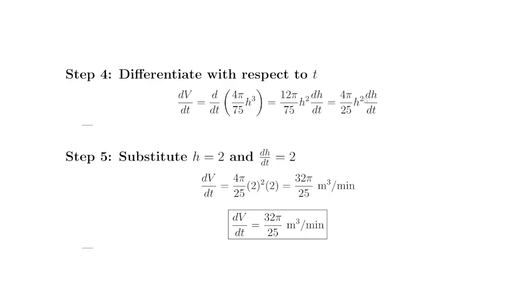Now, the derivative of h with respect to t was given to us as 2. The height also given as 2. So we plug it in. We have dV/dt equals 4 pi over 25 times h squared times 2, which is 32 pi over 25 meters cubed per minute. And that's our final answer.